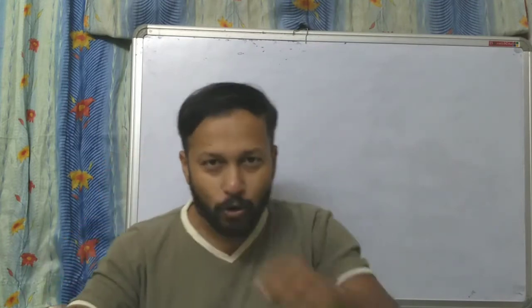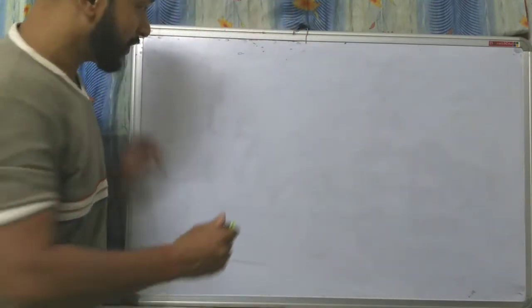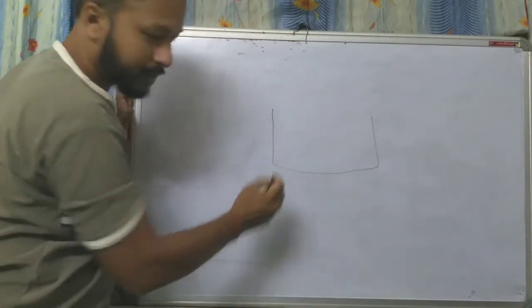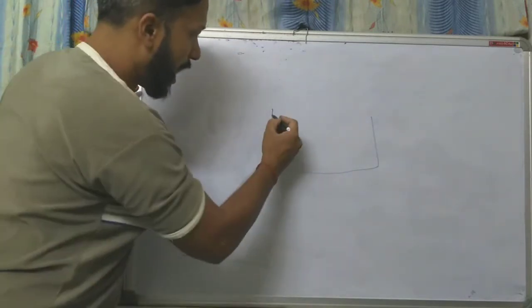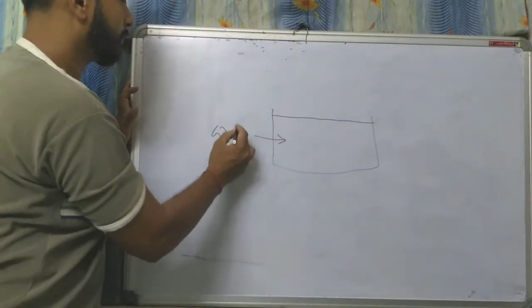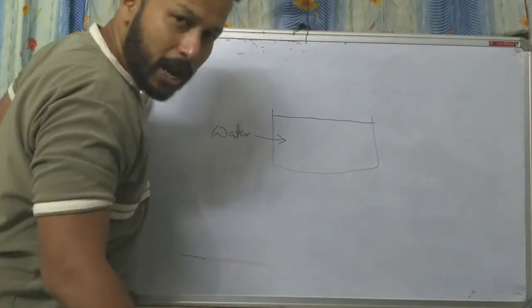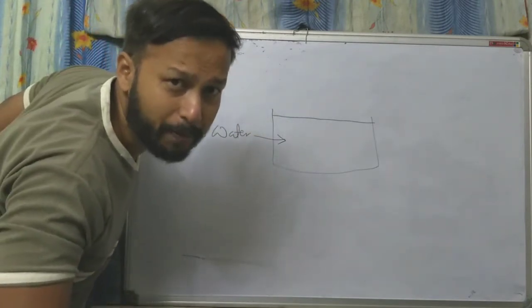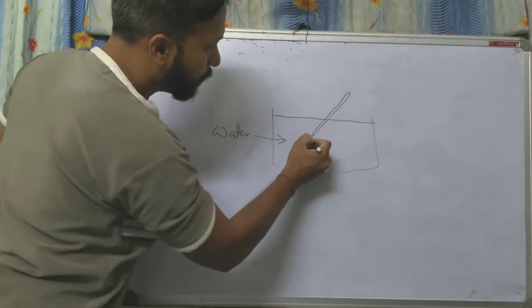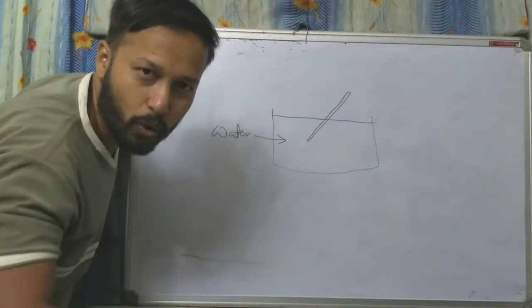You will notice that it's looking like the pen is broken from here. Let me draw it. This is your glass jar. Fine. And this much water is there. This is complete water. Fine. And what you have done, you have taken your pen. So this is my pen, fine, which I have immersed in water.